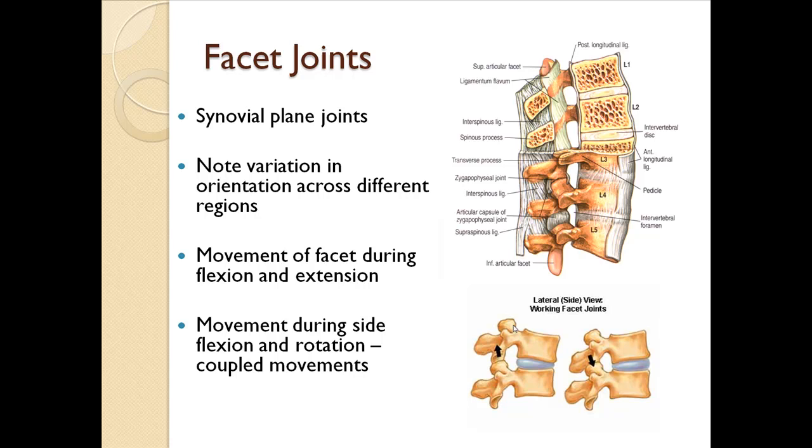Movements during flexion and extension lead to separation and compression of the facet joints, and movements of side flexion and rotation can lead to compression of one facet joint and distraction of the other facet joint. The movements of side flexion and rotation are often called coupled movements, because the orientation of the facet joints themselves often leads to these two movements occurring together.